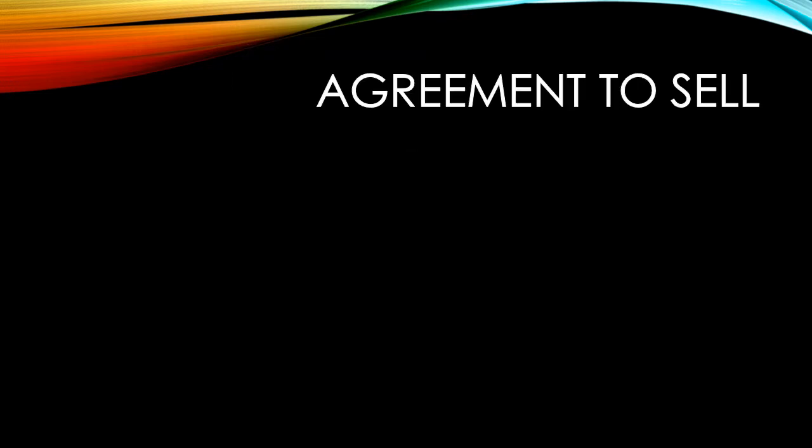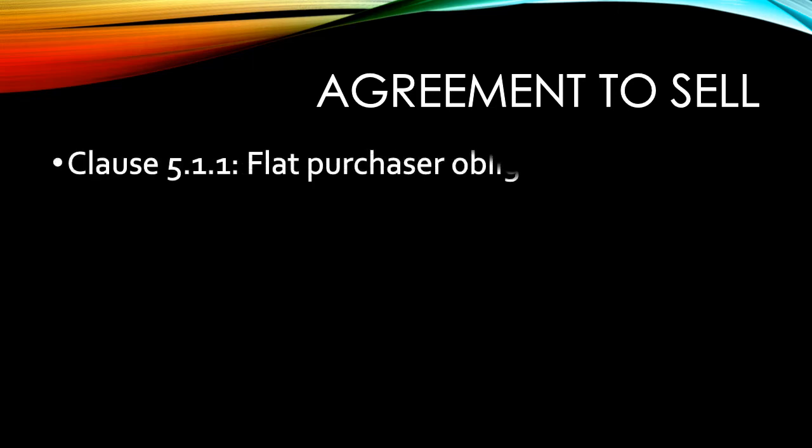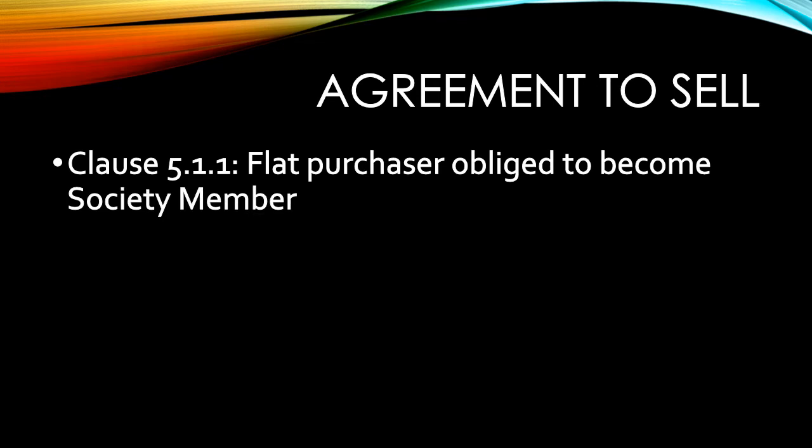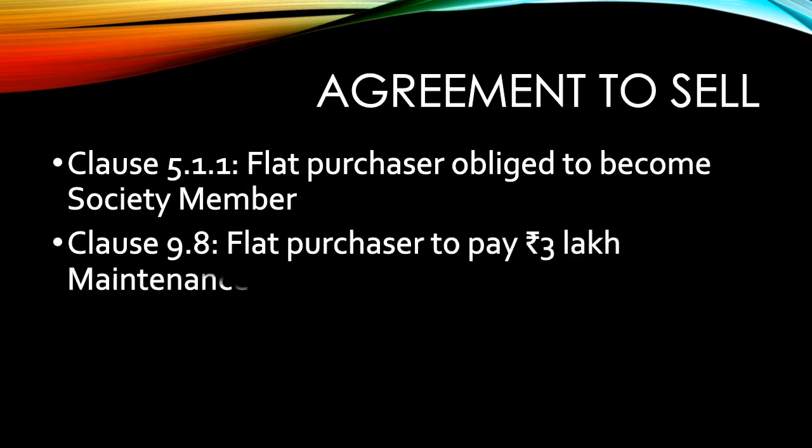All of you now must be very familiar with various clauses of the agreement to sell. Clause 5.1.1 states that the flat purchaser is obliged to become a society member. I'm not going into the other details, but you can take it for granted that as a flat purchaser, you have become a society member, not by choice, but by the fact that you have signed that agreement. Again, 9.8, all of you are very familiar with this. The flat purchaser has to pay 3 lakh rupees maintenance deposit to the society.